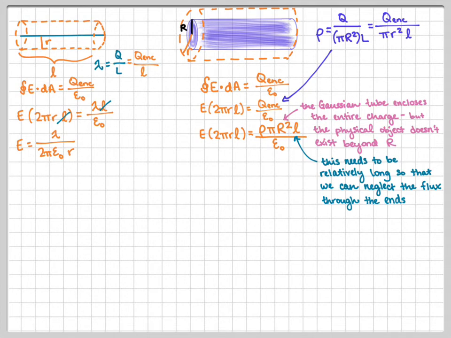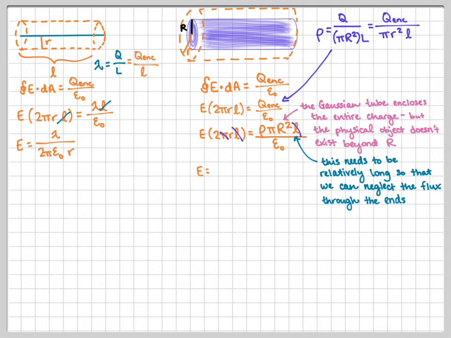Your physical charge only exists to big R, right? Whereas our Gaussian surface, little r, is larger than that. And then, as I mentioned before, if we're going to ignore the flux through the ends, your length has to be relatively long. When you're working with a cylinder, the length always needs to cancel out. So just do it. It's fine. So that's what's going on there.